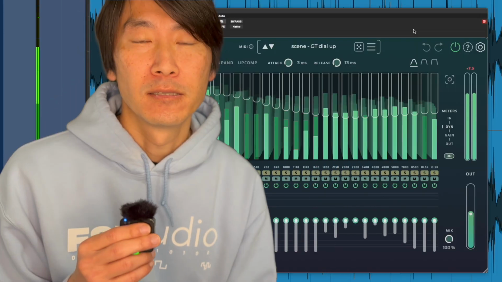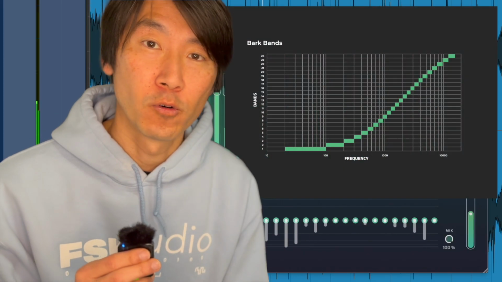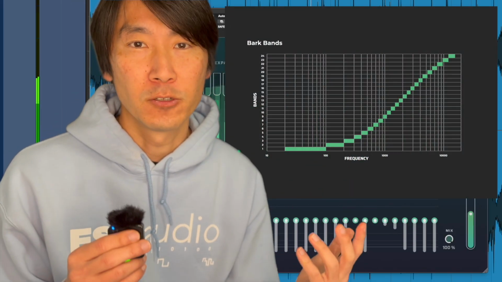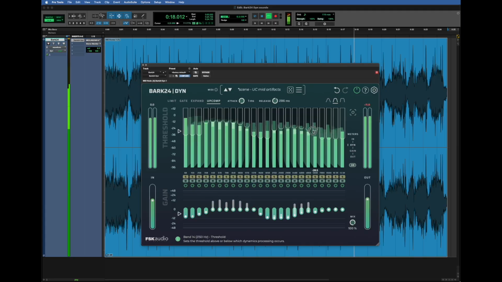And this brings us back to Bark 24 Dyn. This plugin splits the audio into 24 bark bands, which each correspond to those perceptual chunks that we just talked about. Because each bark band sounds like a distinctive chunk of frequencies to our ear and don't interfere with neighboring bands, each adjustment feels very immediate and noticeable. In practice, this makes bark scale processors such as the Bark 24 Dyn excellent at shaping your timbre.